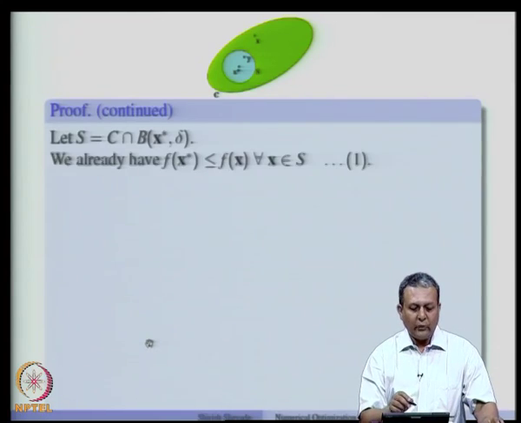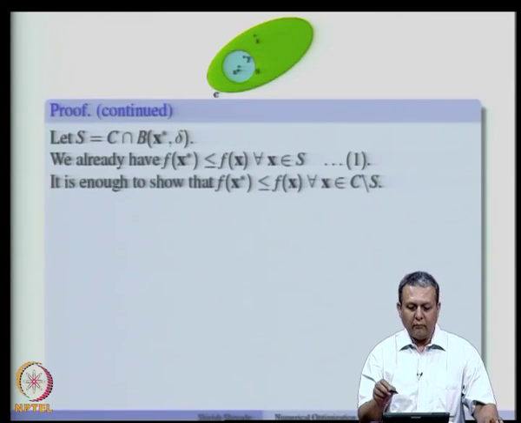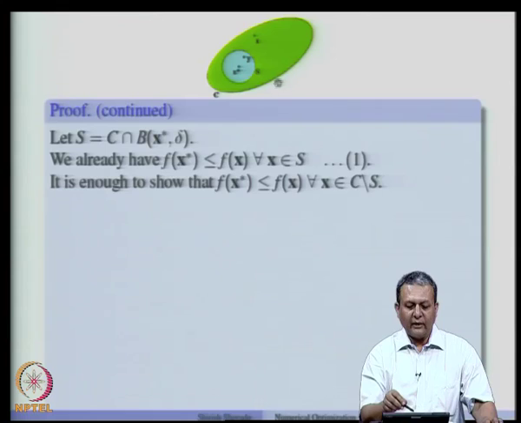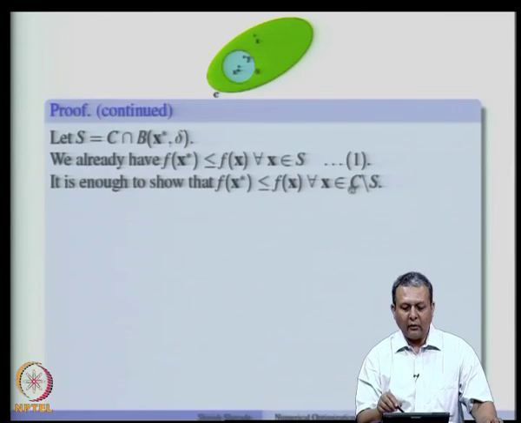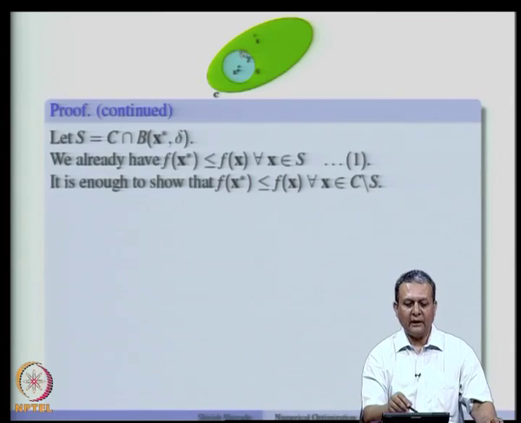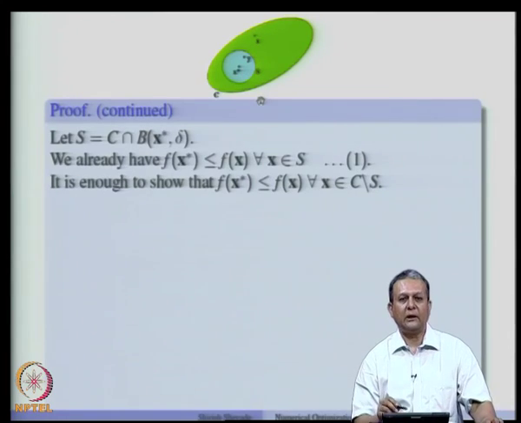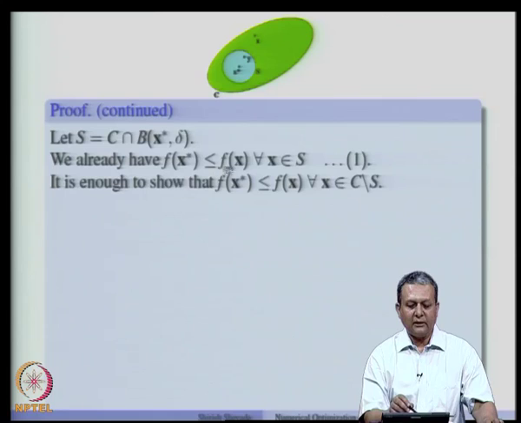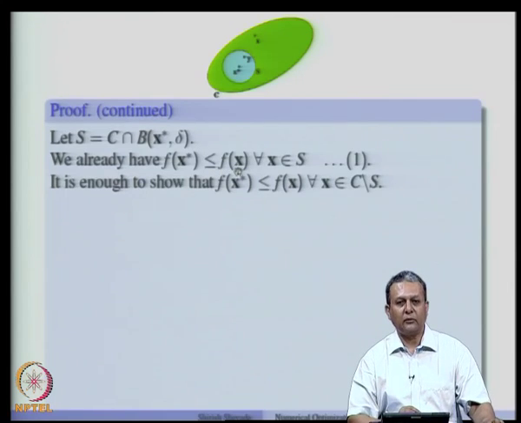Now, what we need to show is that f(x star) is less than or equal to f(x) for all x in the set C which are not in the set S. So, the green color region is what we are interested in. If you take any x in that region, we want to show that f(x star) is less than or equal to f(x). But we already know that f(x star) is less than or equal to f(x) for all x belonging to S.